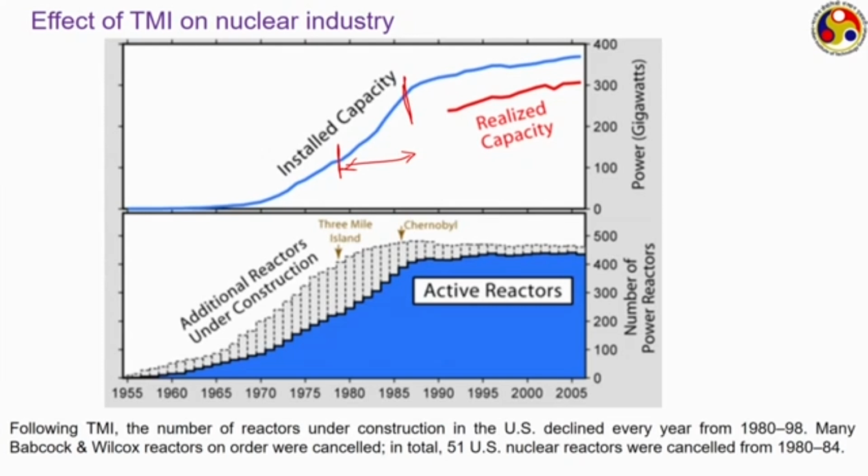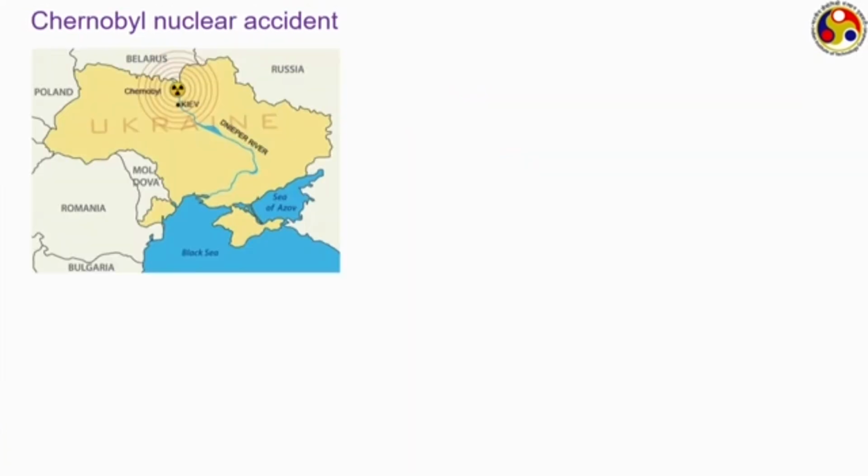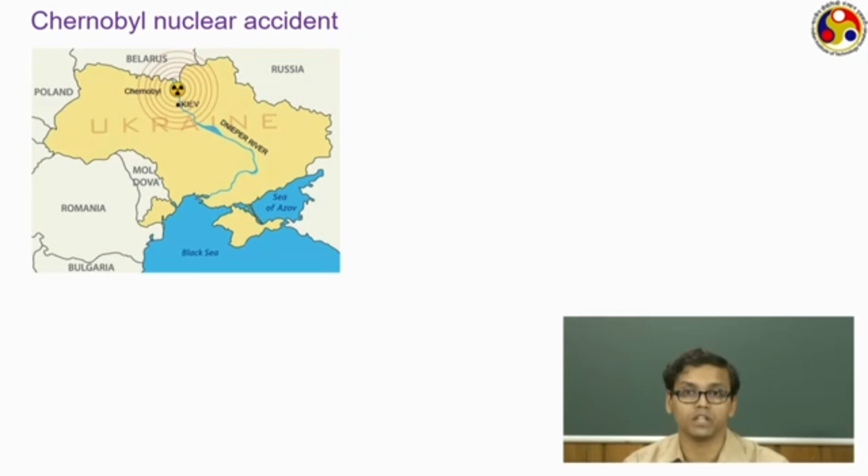But then we reached 1986, when we had the Chernobyl incident. Chernobyl was a nuclear plant located in present-day Ukraine, which at that time was a part of the USSR.